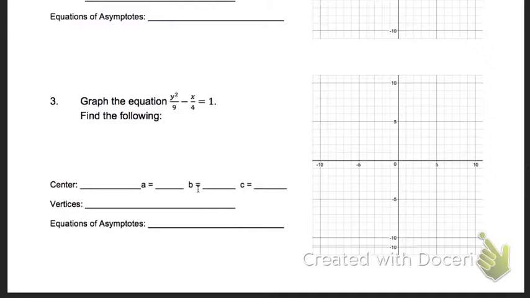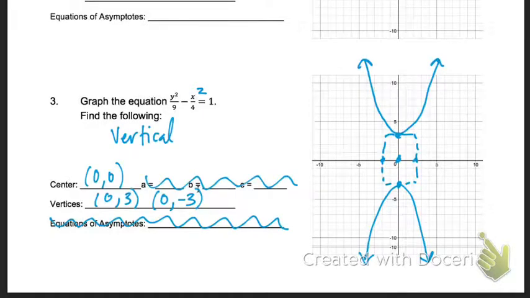Try number 3. So I want you to find the center. This should be x squared too. Guess there's a little typo. Find the center, vertices, and then graph. So center is 0, 0. It's vertical because the y is first. Go up and down 3, left and right 2. My vertices are in the y direction, so 0, 3, 0, negative 3. Notice my hyperbola is a little bit skinnier because my rectangle is tall and skinny. So it kind of follows the width of your rectangle.